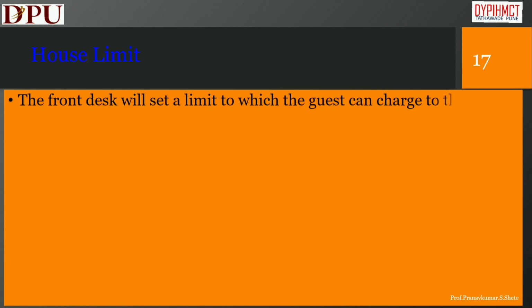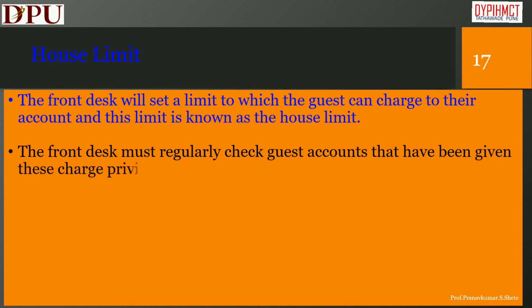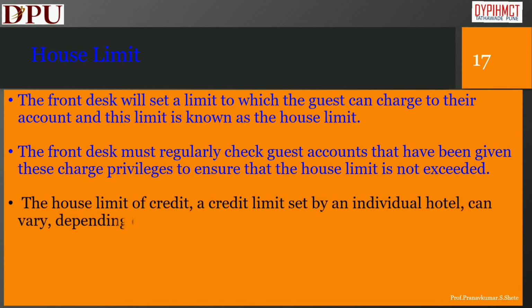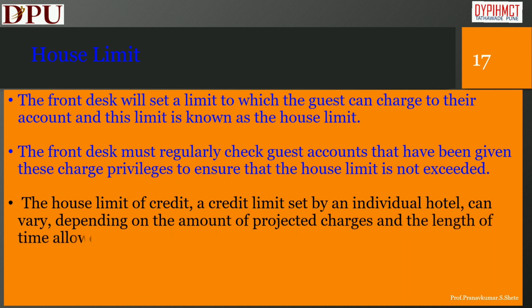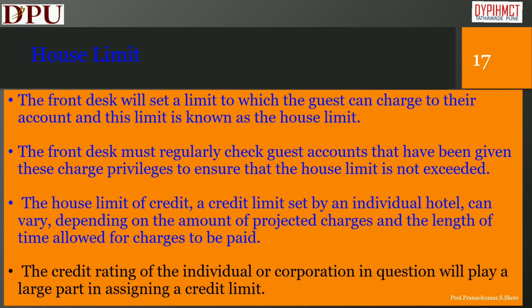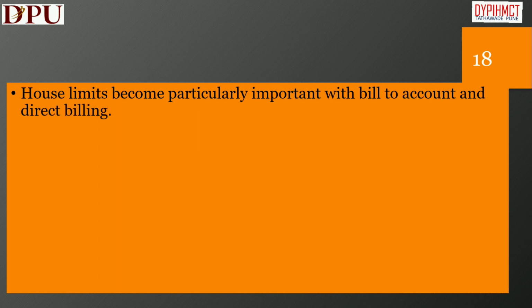House limit. The front desk will set a limit to which the guest can charge to their account, and this limit is known as the house limit. The front desk must regularly check guest accounts that have been given these charge privileges to ensure that the house limit is not exceeded. The house limit of credit, a credit limit set by an individual hotel, can vary depending on the amount of projected charges and the length of time allowed for charges to be paid. The credit rating of the individual or corporation in question will play a large part in assigning a credit limit. House limits become particularly important with bill-to-account and direct billing.